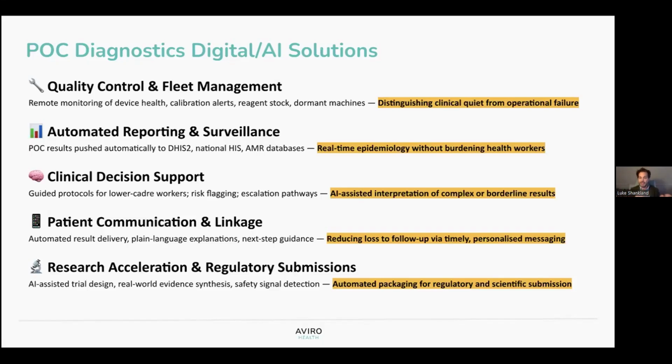How do we make sure that we're getting all that data out and making it really easy for that to go to the government, to go to researchers, to go to regulators who are checking and making sure that these machines are working? And how do we do that in a way that doesn't just add more and more and more burden to health workers that are already very busy?